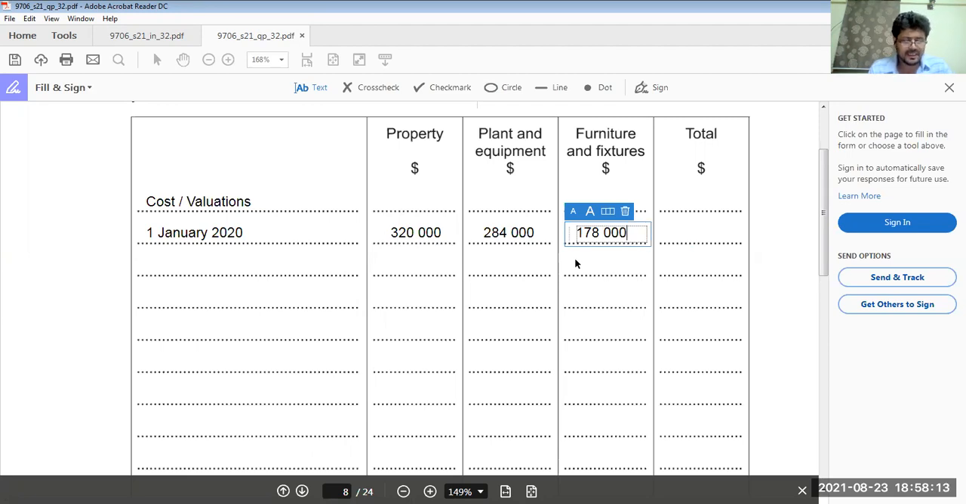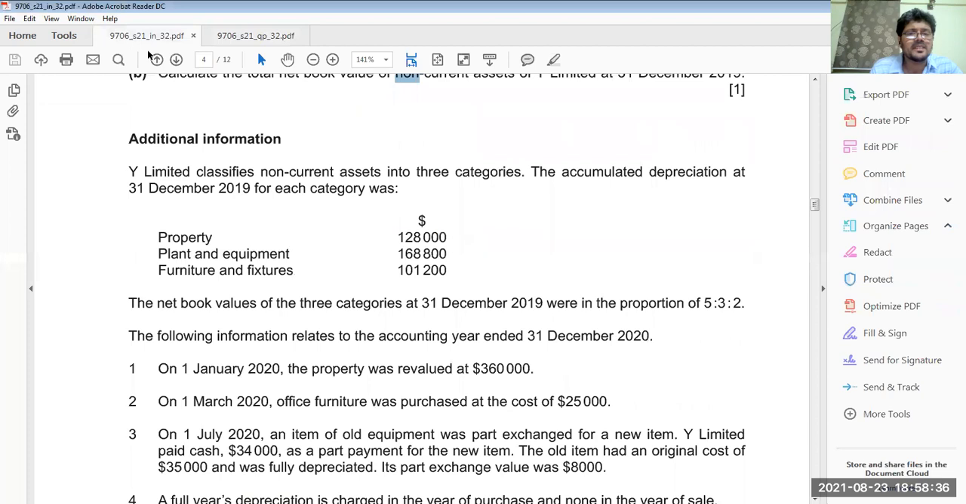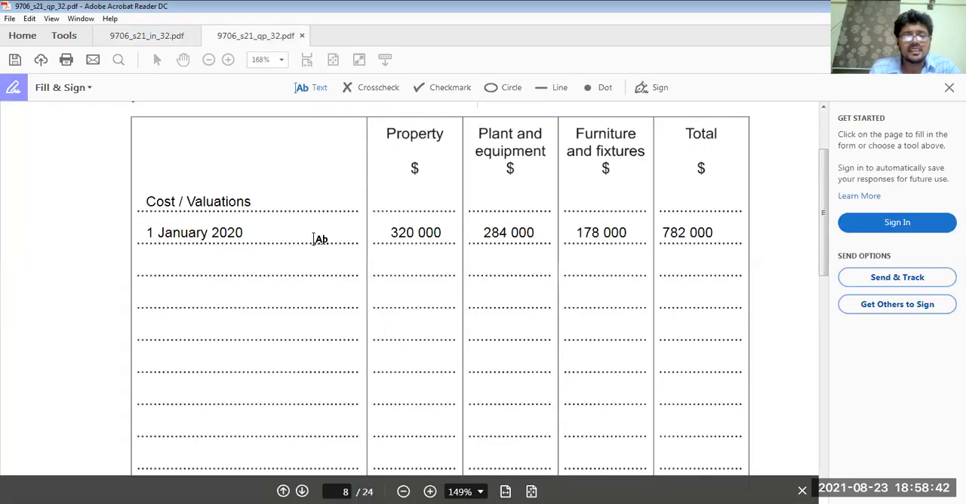And the total is how much? 320,000 plus 284,000 plus 178,000. Total answer is 782,000. Got it? And what else did we do? On 1st January property was revalued to 360,000. 360,000 means the revaluation is how much? 40,000. Write it over here. 40,000.